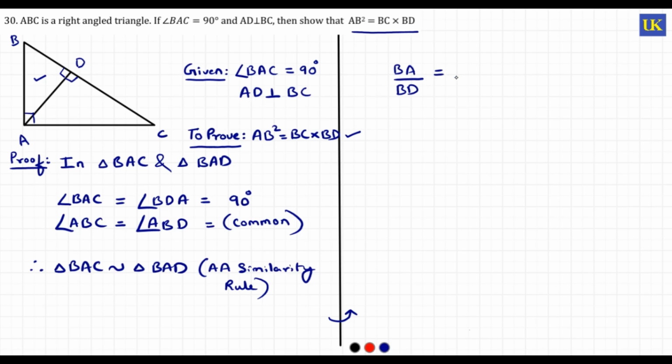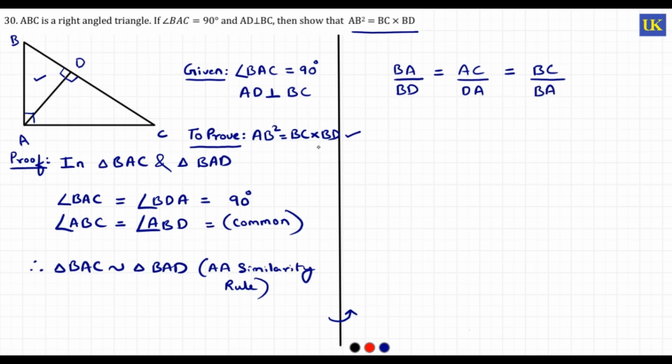Then equal to, I will write AC upon DA, which is another side of this triangle. So DA is equal to, I will write BC, which is the hypotenuse of the bigger triangle, upon the hypotenuse of the smaller triangle. Hypotenuse will be AB, AB of the small triangle. AB or BA, anything you can write.